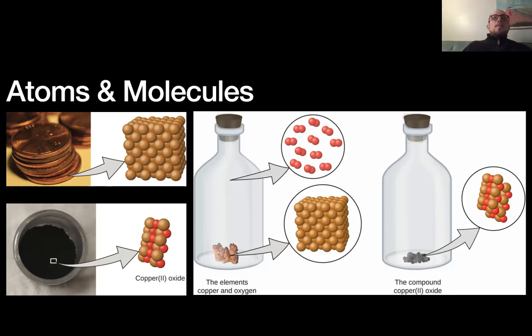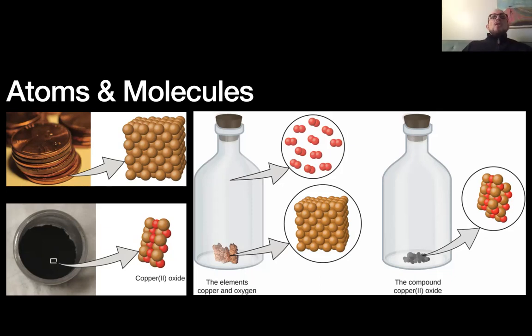Now, there are other substances which look like they contain only one sort of thing, but you can actually break them down into simpler substances. An example of this is on the bottom left. This is a substance you know as rust. When you take copper and you combine it with oxygen, it turns into a kind of rust, or a kind of patina is another word for it.